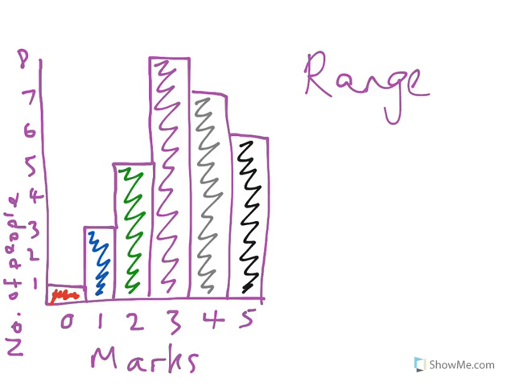Finally, we're going to work out the range of marks. So we're going to have to find the largest mark and take away the smallest mark. Well, the largest mark anybody got was 5. And the smallest mark anybody got was 0. So I'm going to do 5 take away 0, which gives you 5. So the range of the marks was 5. And there we are. Mean, mode, median, and range.